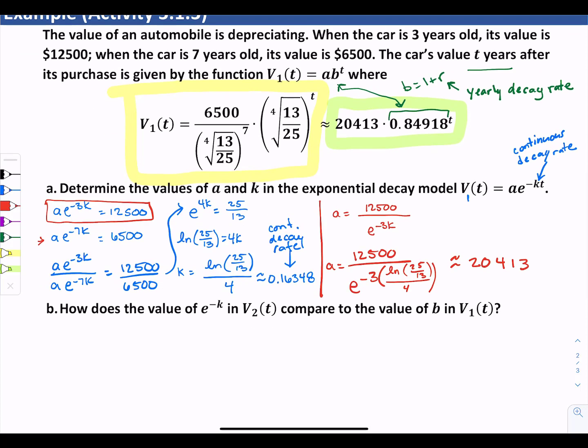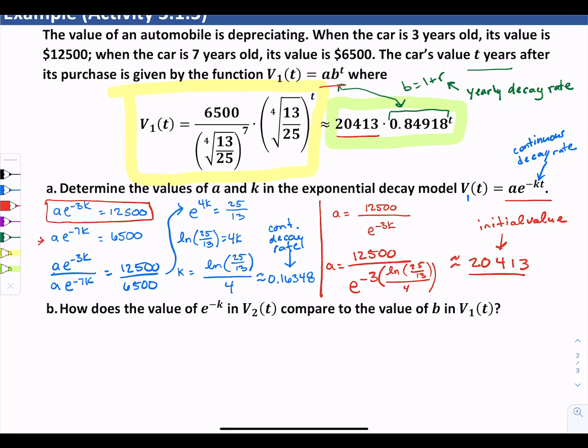So keep in mind when we have this format, ae to the negative kt, this a value that we just found is the initial value of the automobile. So interestingly, we have the same initial value whether we used the form ab to the t or ae to the negative kt. Right? Both of these models are modeling the same situation, so that might not be too surprising. And it kind of leads to part b.